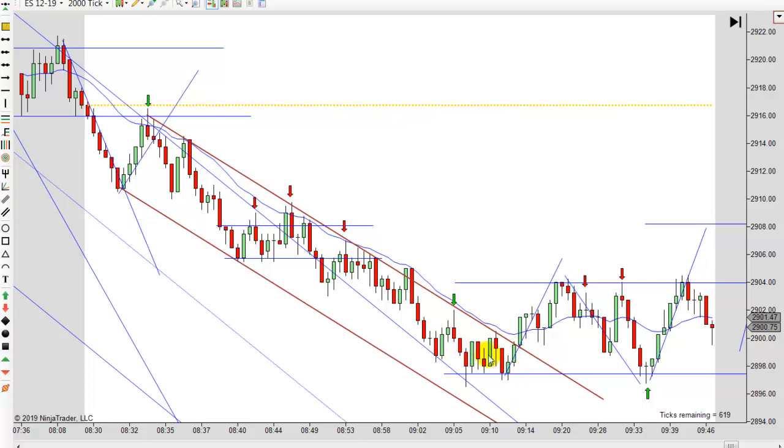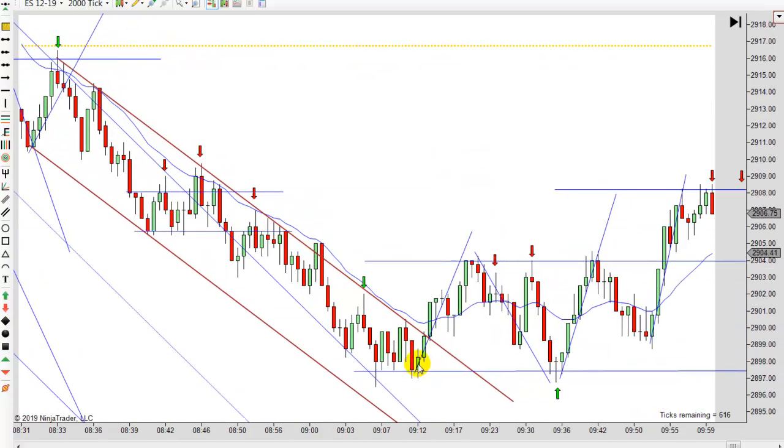But look at all that and all that support. You don't have any room. Horrible signal bar, and so you don't go short there. And look what happens, it bounces. That's why you don't go short.